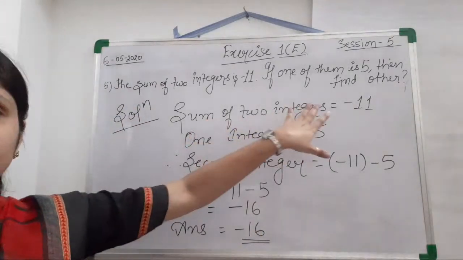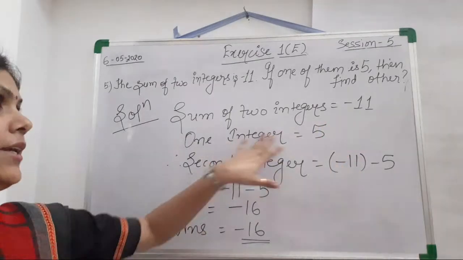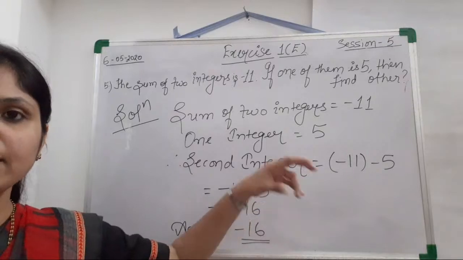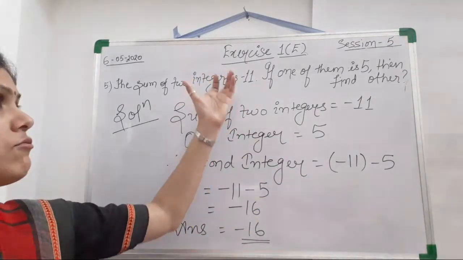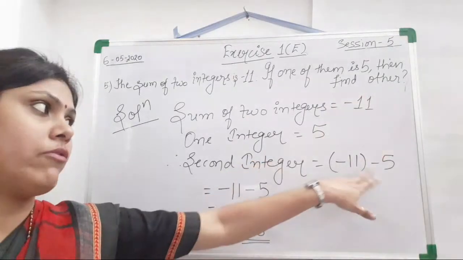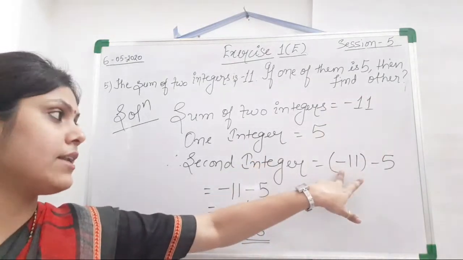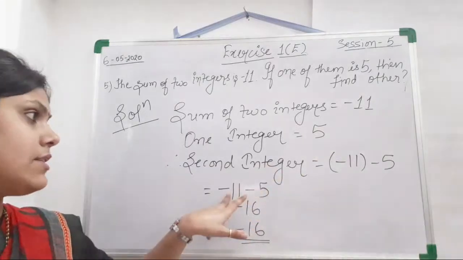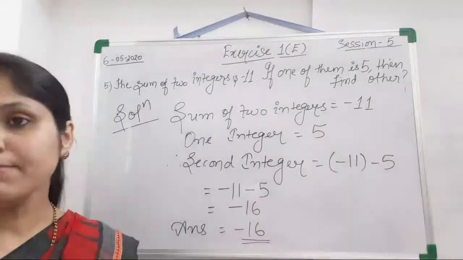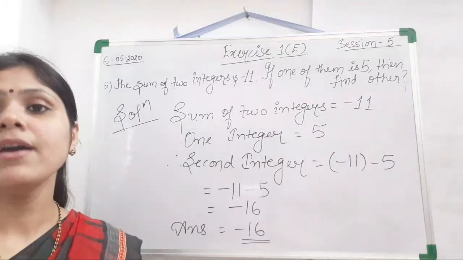The sum of two integers is given as -11. One integer was given as 5. Therefore, what will be the second integer? That means whatever was the resultant, from that we will subtract the first integer. When we subtract -11 minus 5, both are negative, so your answer will come -16. So the second integer will be -16.